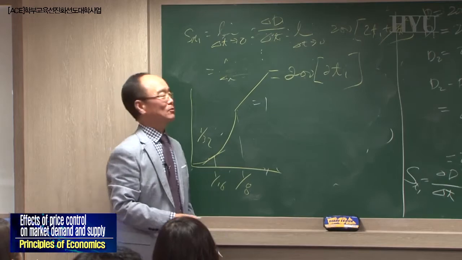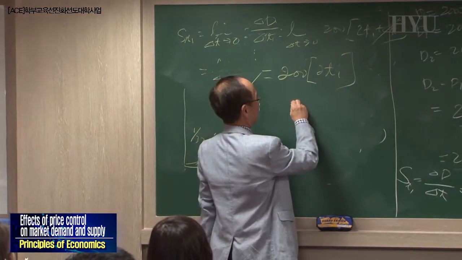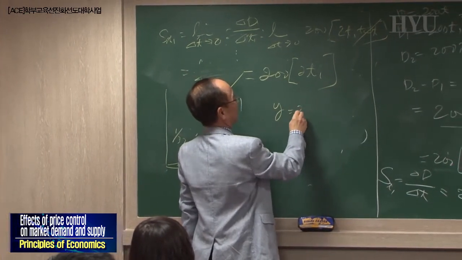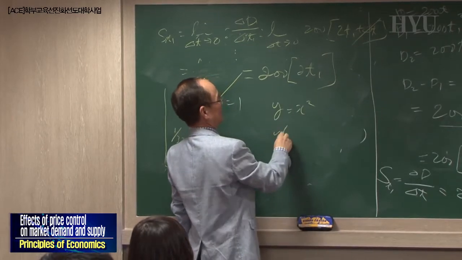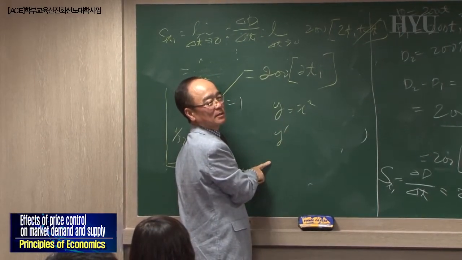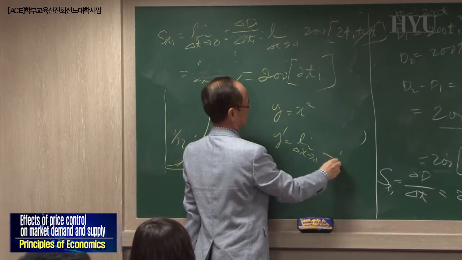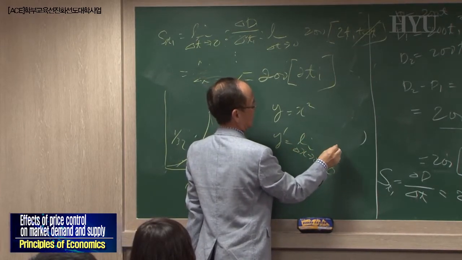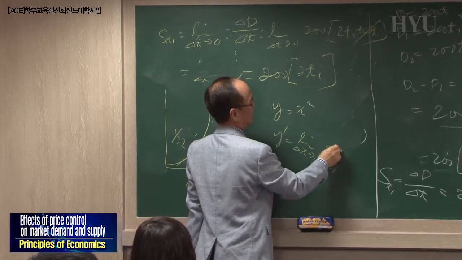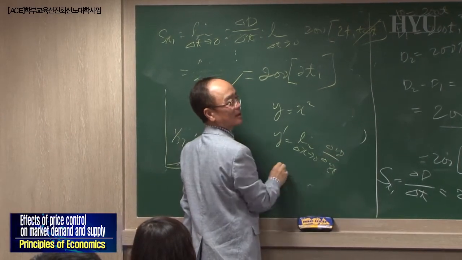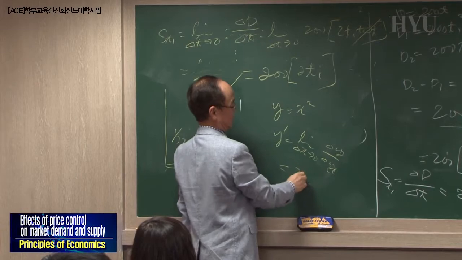When you learn calculus, if you see y equals x squared, why is this the first thing in calculus? This is nothing other than the limit as delta x goes to 0 of delta y over delta x. What is this? You learn this, right? 2x. This is from here.